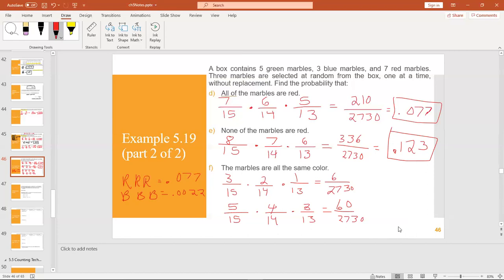Which is 0.022. That's for green, green, green. If you add all of those up, 0.077 plus 0.0022 plus 0.022, you will get approximately 0.1012, which is roughly a 10% chance that all of the marbles you pick will be the same color, regardless of what color you're trying to get.